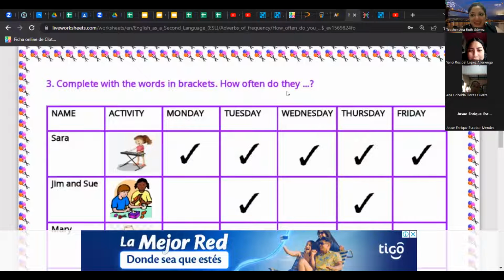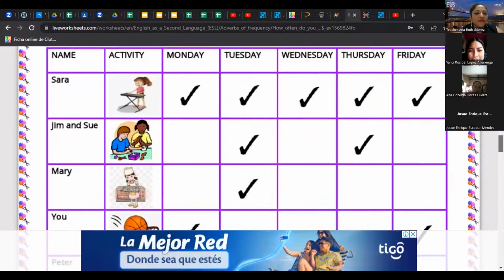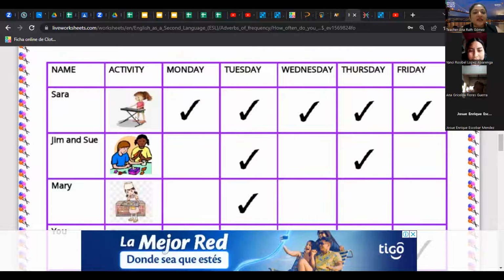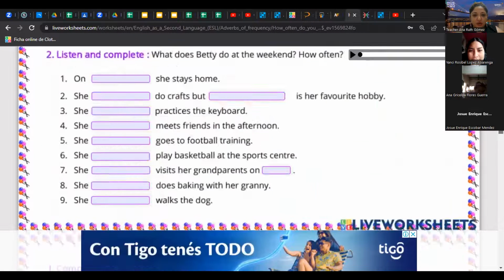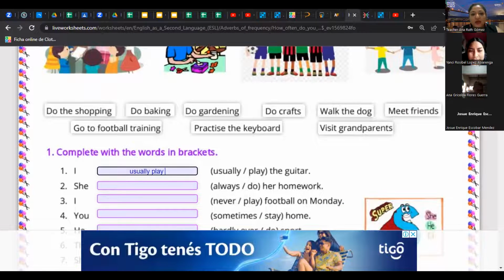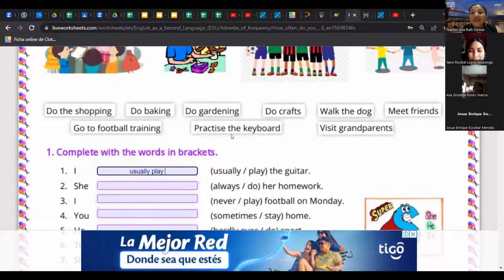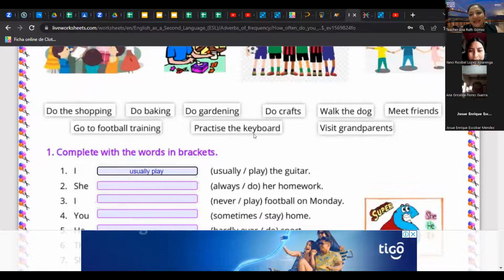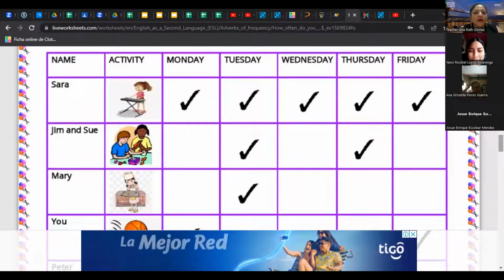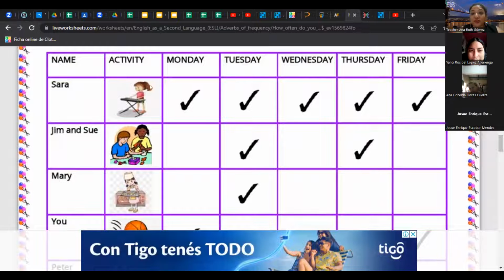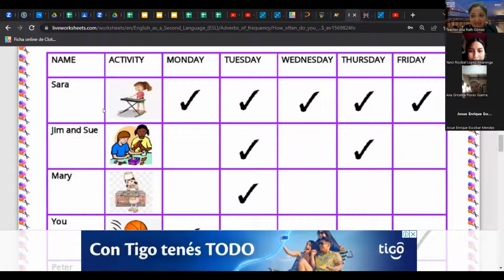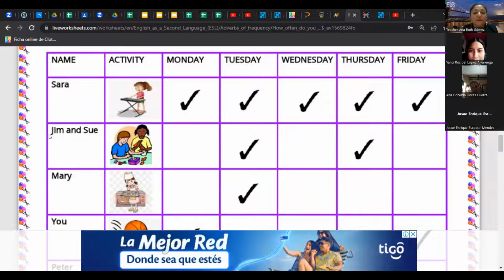How often do they? Okay, you have 5 people here. Number 1, Sarah. And the activity is, let me see, in the part number 1, practice the keyboard. Yes, the keyboard. Pay attention here. Esto es británico, porque practice con S es en Inglaterra y con C is in the United States, okay? Now, for example, practice the keyboard. Pay attention. Monday, Tuesday, Wednesday, Thursday, and Friday. Sarah practices the keyboard.